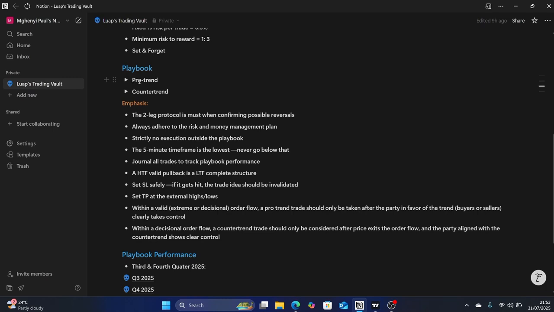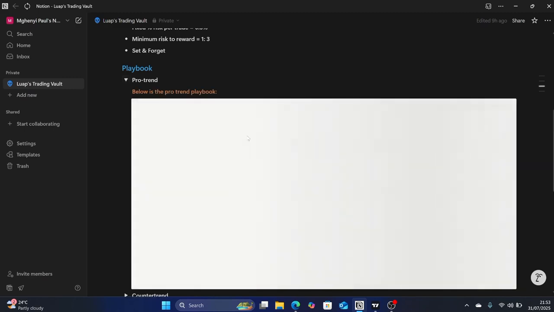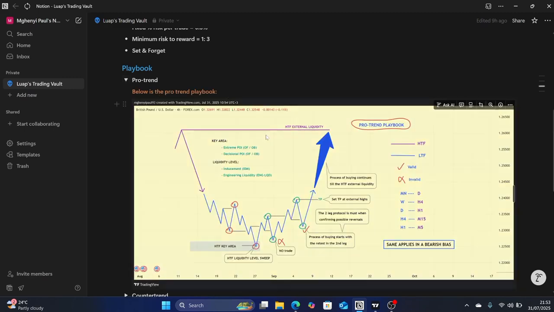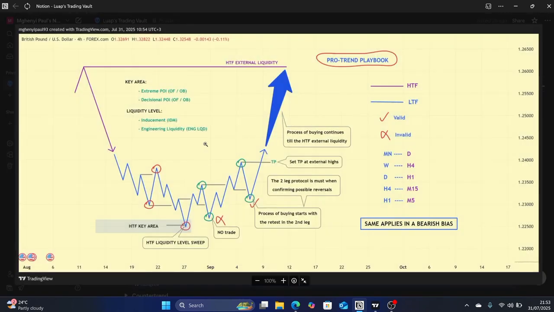Then of course include the playbook. You can clearly see below is the pro trend playbook. If I open this, this is actually the one that I've been showcasing, the one that I've been teaching even on my YouTube channel. And you can clearly see the higher time frame, then the lower time frame. Of course, after the interaction of the higher time frame, then price, you can see that's the change of character and all of that.